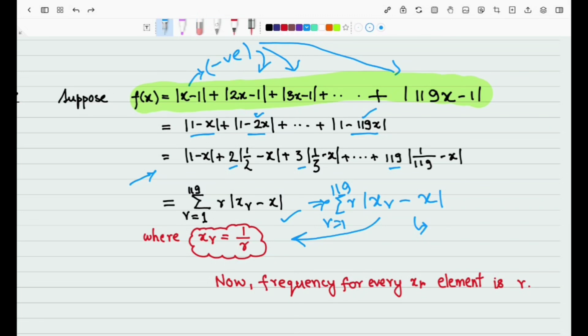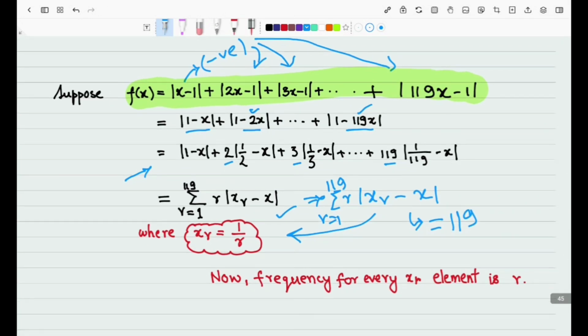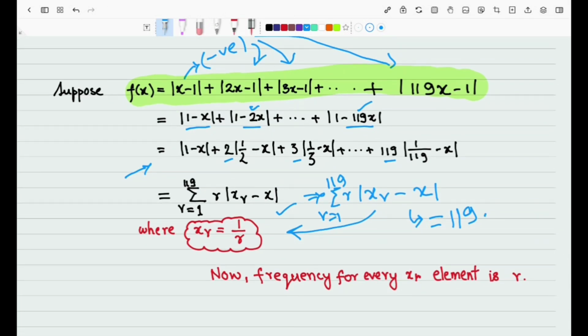Sorry for the technical glitch. So this can be said to be equal to 119 times, n times. We can say that this is equal to 119 times the mean deviation.